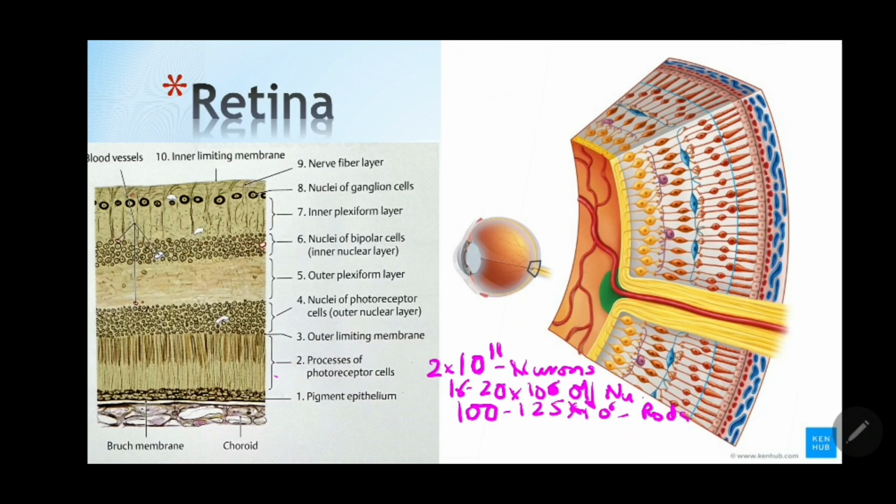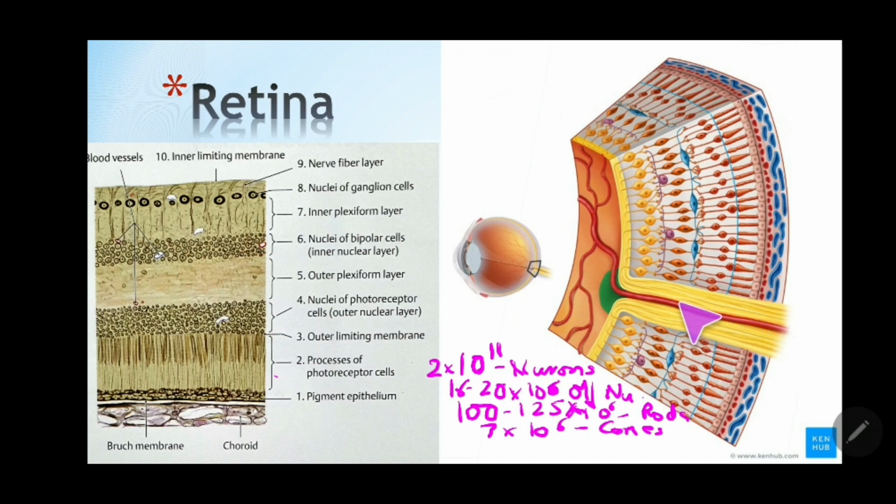Okay, and just now I told you that 7 million, 7 into 10 to the power of 6, that is the number of cones.